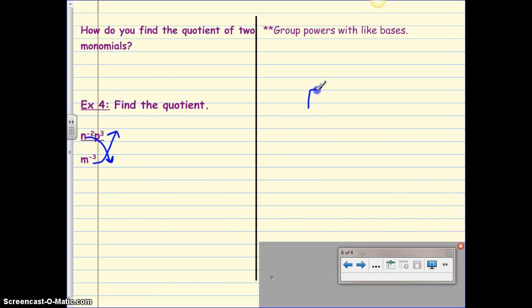So p to the third is going to stay in the numerator, and that n to the negative 2, to make it positive, we're going to move it to the denominator, and that m to the negative 3, to make it positive, we're going to move it to the numerator, and that is your final answer.